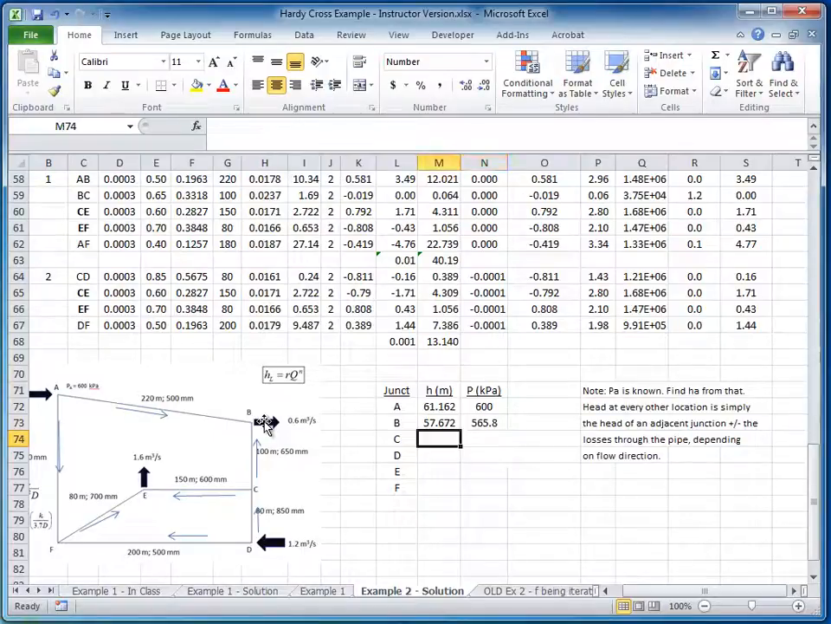Okay, so the head at C is going to be greater than the head at B, so I'm going to say it's the head at B plus the head loss through BC. So where's my head loss through BC? There it is. Not much, right? I can drag that down. That gives me the pressure at C.